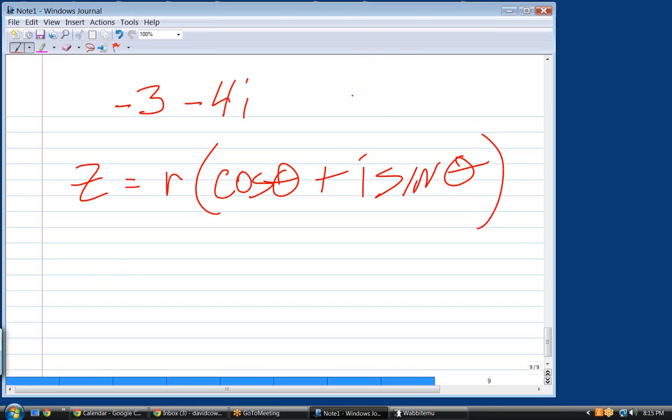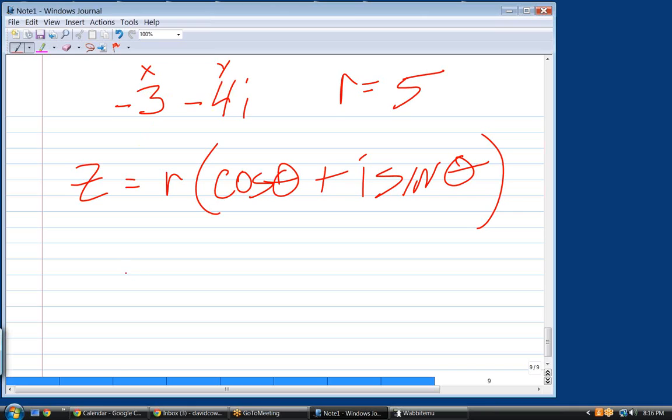Well, first thing, what is r? So that's going to be the absolute value of -3 minus 4i. Now, think of this as x, and this as y. So r is the square root of x squared plus y squared. Okay, that's a 3, 4, 5 triangle. So r is 5. If I take the square root of -3 squared plus -4 squared, I get the square root of 25.